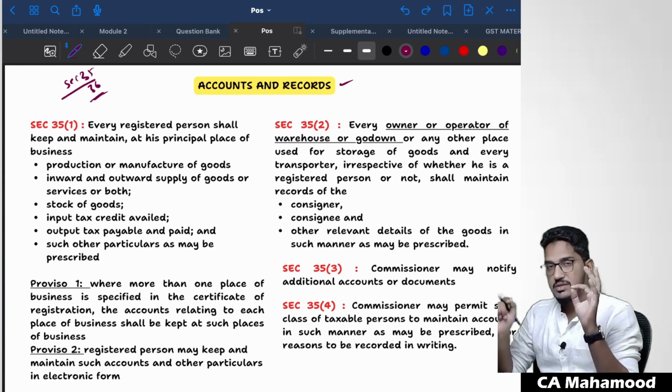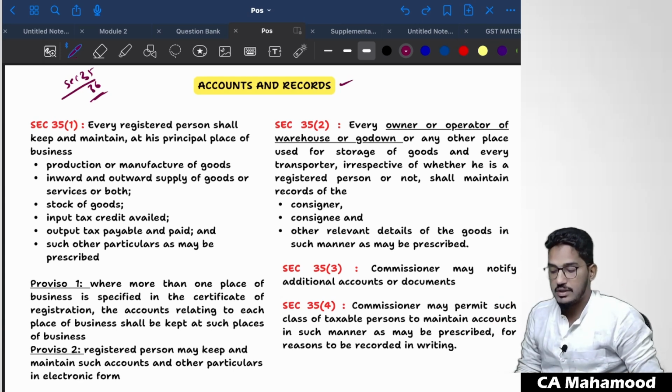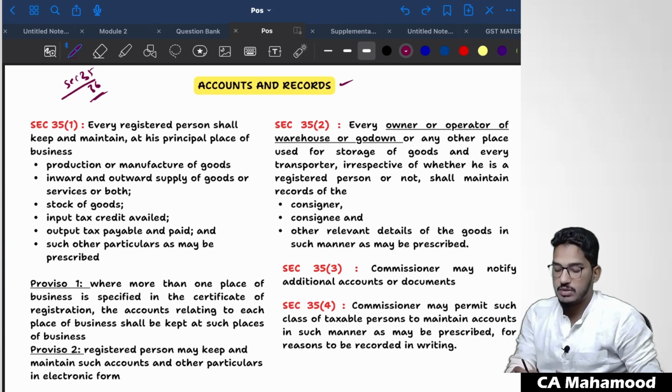And once again, I am telling you, this is a chapter which has been added under the new scheme, so there are high chances of getting questions from this particular chapter. So without any further delay, let us begin my discussion with section number 35.